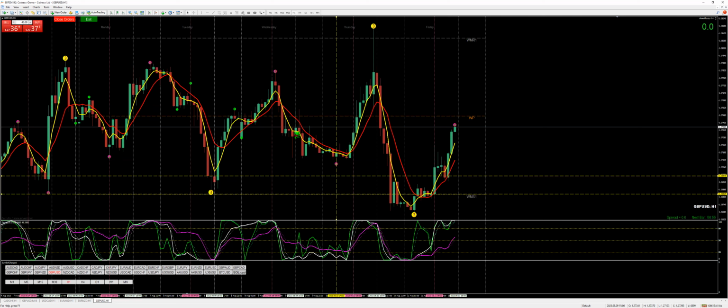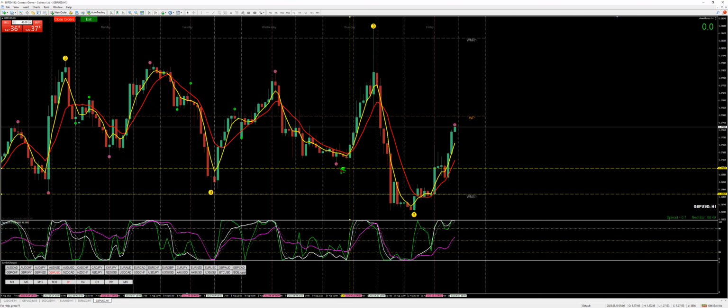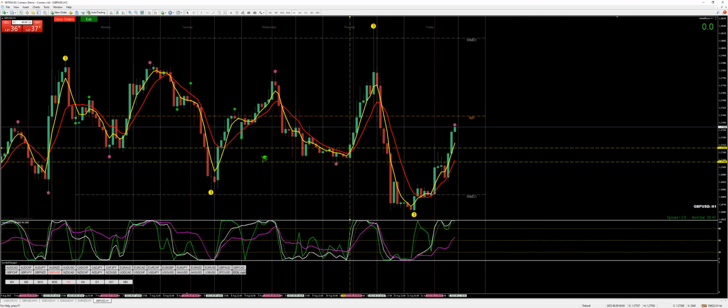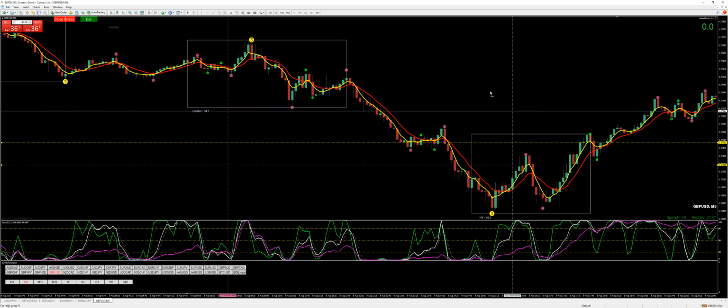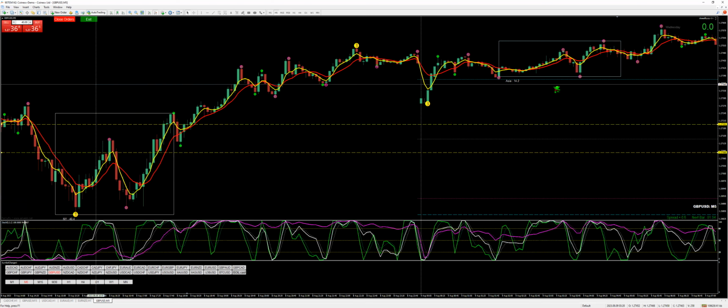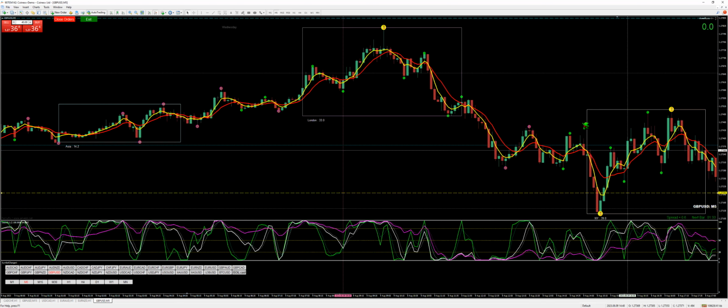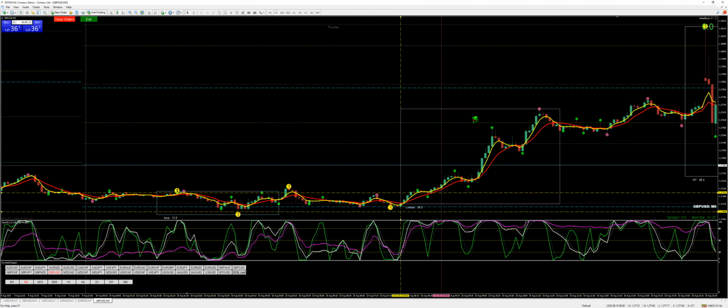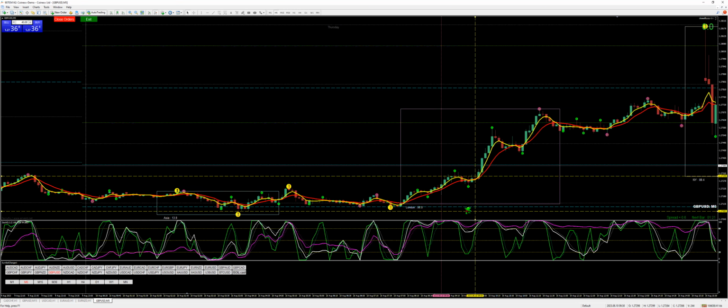So on Wednesday, we didn't get a trade, right? But on Thursday, you would have gotten a trade. Wednesday, we didn't get a trade because it moved up and then down here. So let's look at the 5. And our entry here. Stop loss is here.